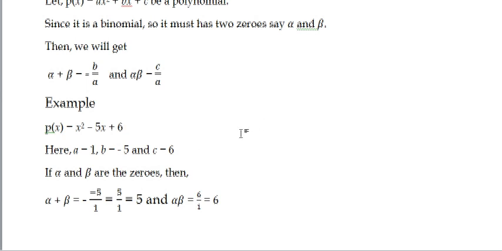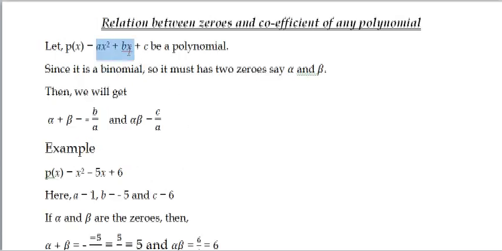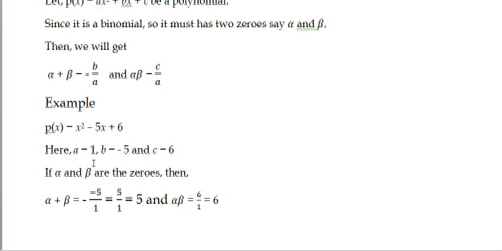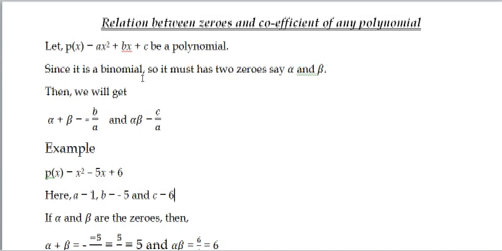I am taking a very easy example to make you people understand. Now here p of x is equal to x square minus 5x plus 6. If you compare, you will get a is equal to 1, b is equal to minus 5, and c is equal to 6. I think you are understanding. I am comparing these two polynomials here.